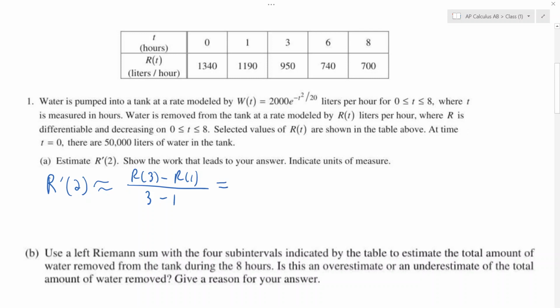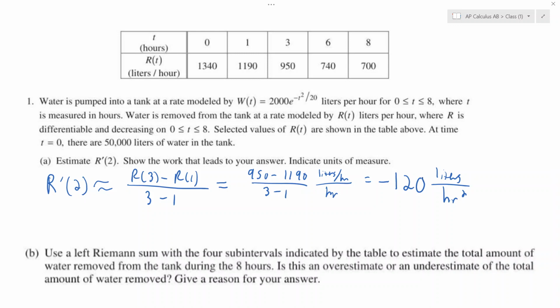Okay? So that's equal to 950 minus 1190 over 3 minus 1. And if you're paying attention to units here, which are important for these questions, the units on the top numbers are liters per hour, and the units on the bottom are hours. So our answer is going to be in liters per hour squared. Okay. And I don't know what that is. What is that? Negative 240 over 2, negative 120? Negative 120? Okay. That make sense? That's all I want.